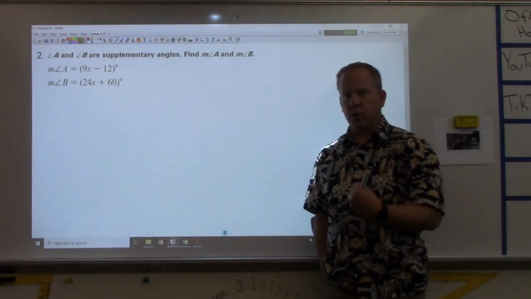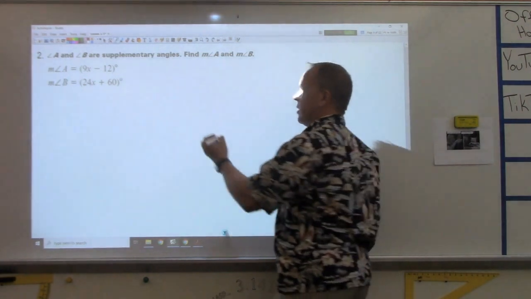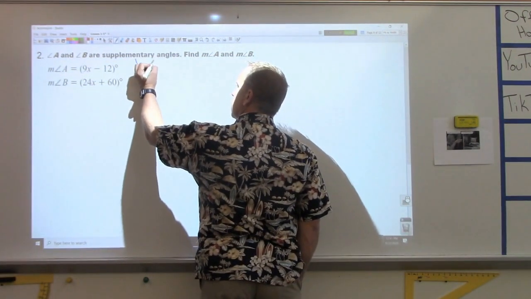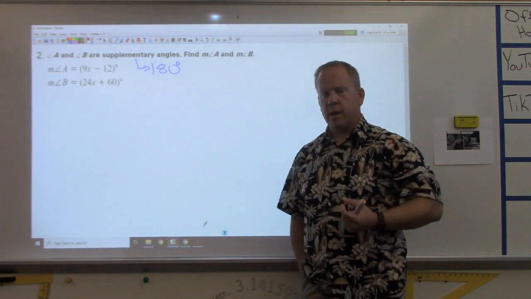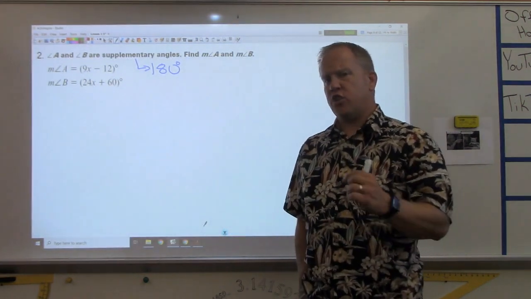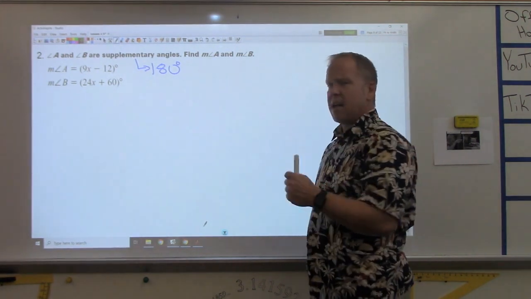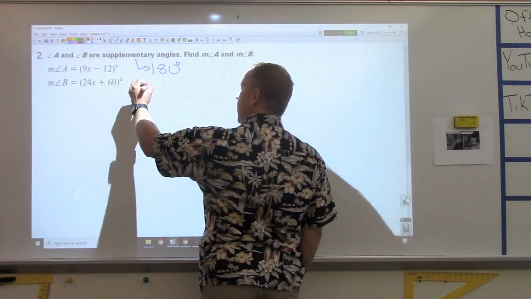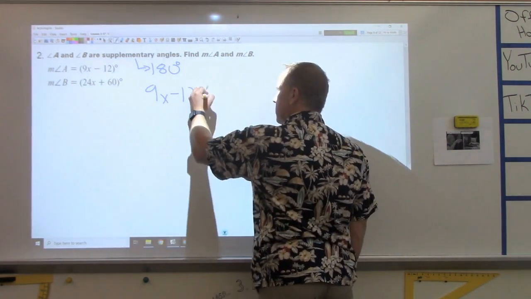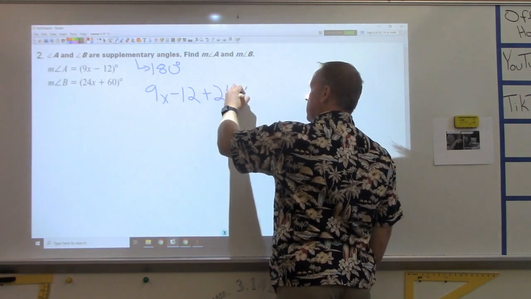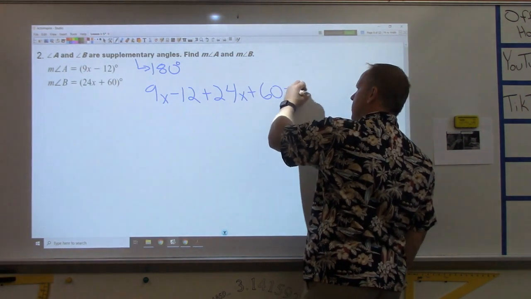Now let's take a look at number 2. Number 2, angle A and angle B are now supplementary angles. Supplementary adds to 180. How do you remember supplementary? Well, supplementary angles make a straight line. S and S, supplementary, straight. So they add to 180 degrees. So angle A was 9x minus 12 plus angle B, which is 24x plus 60, should equal 180.